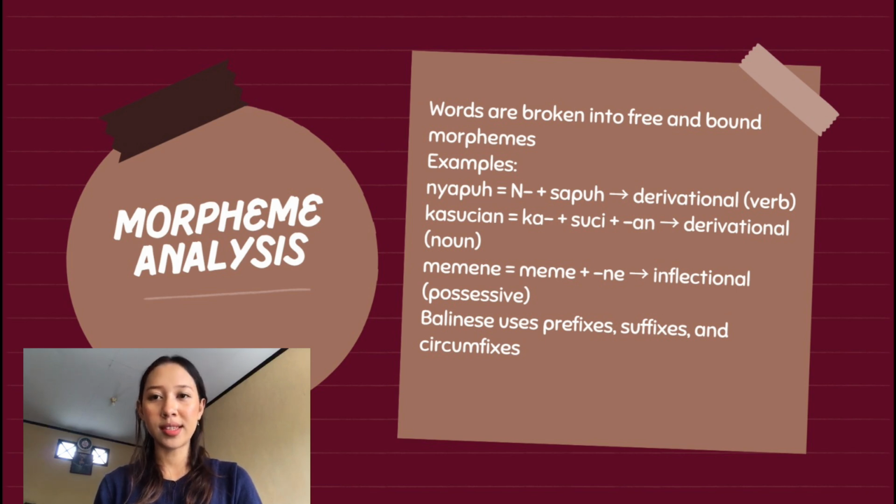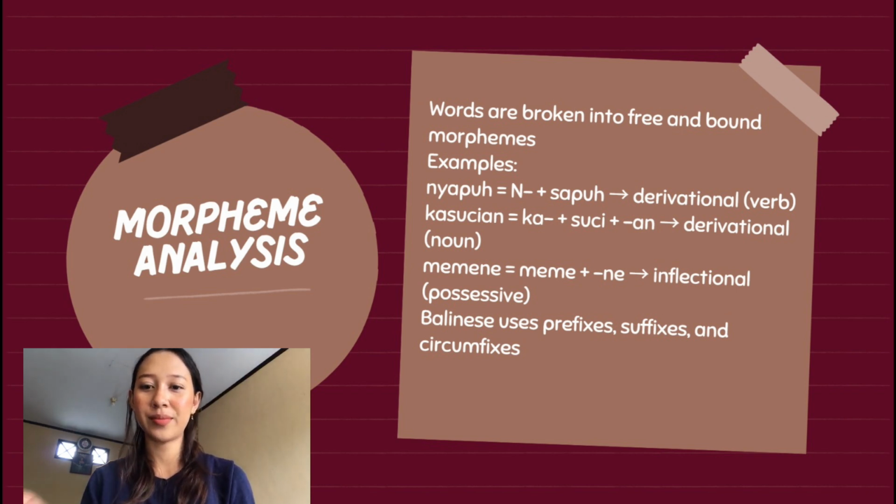This one is inflectional. Another example is kasucian, which combines ka and an with suci, meaning holy. The result is holiness. This shows that Balinese uses both prefixes and suffixes actively.